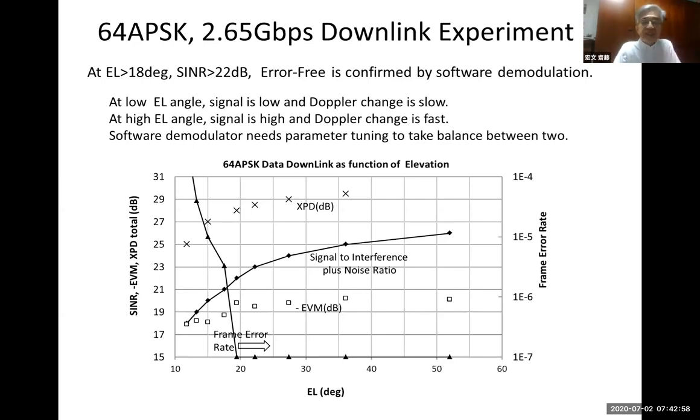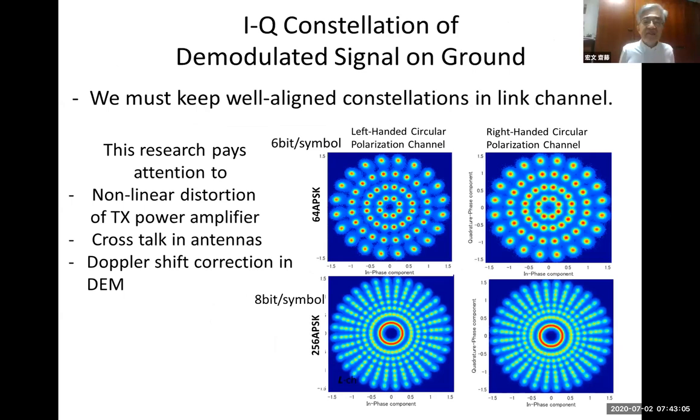And this slide shows the IQ constellation of the demodulated signal on the ground. The upper line is 24 APSK modulation, and the lower is 256 APSK modulation. The left is the left-handed circular polarization channel, and the right is the right-handed circular polarization channel. So simultaneously, we used two channels.